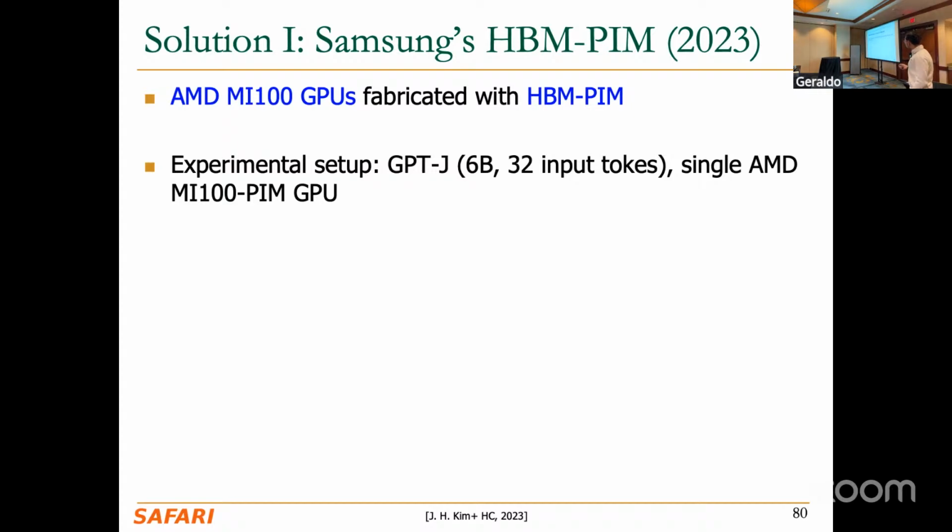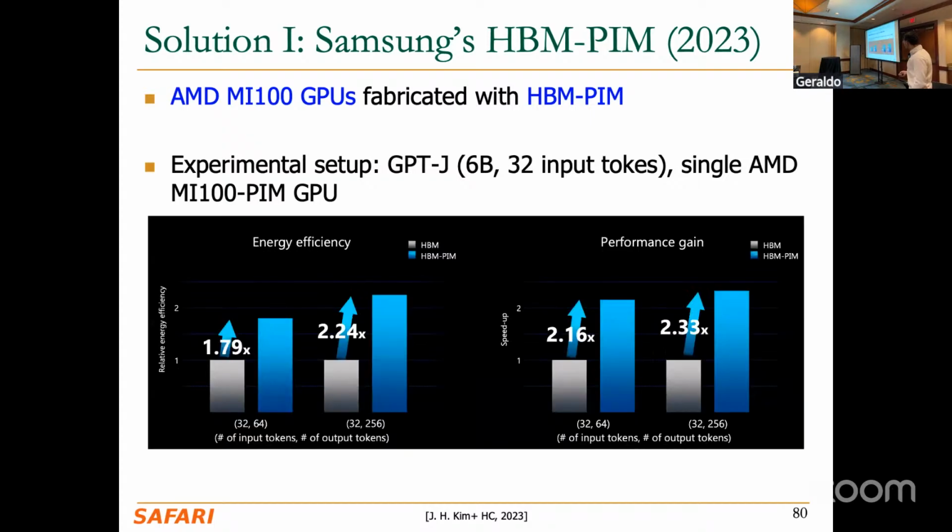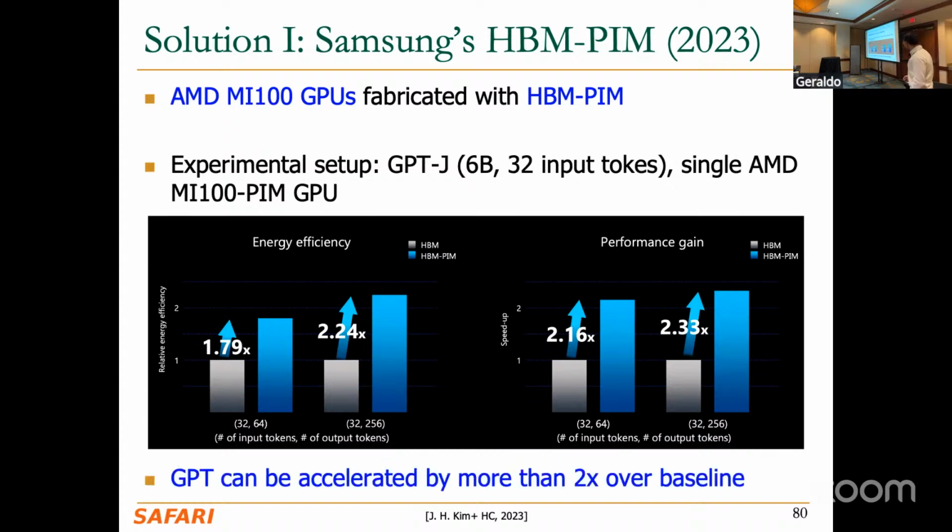The first one integrates that PIM DRAM architecture, or the HBM PIM architecture, in some AMD GPUs, and they show some marketing results showing that they can have significant energy and performance gains when accelerating. I think this was GPT-2 at the time, if I'm not mistaken, using their HBM PIM organization.